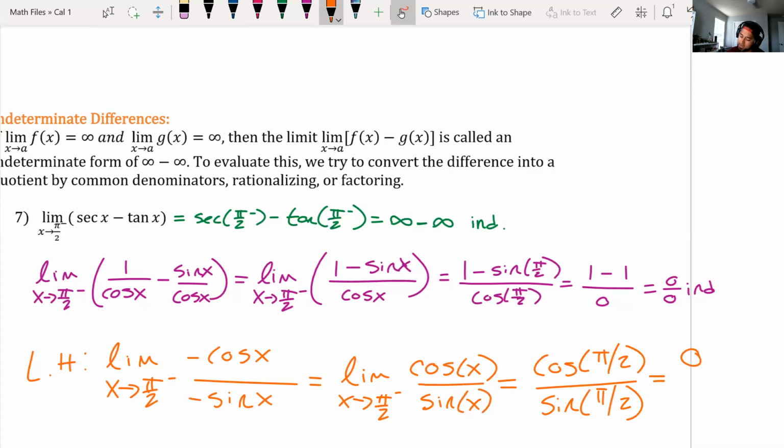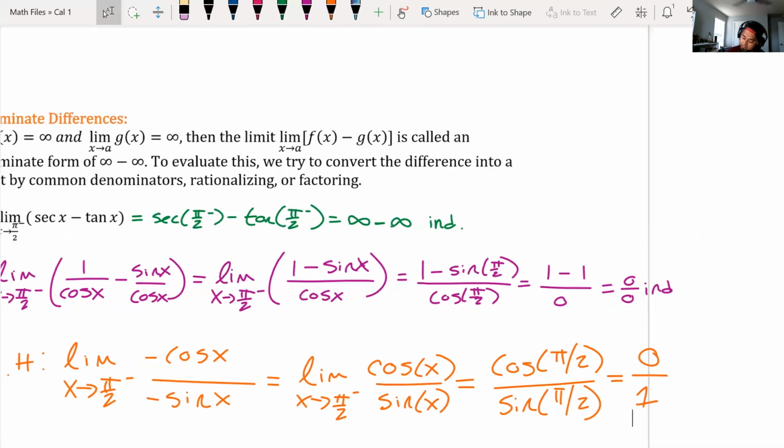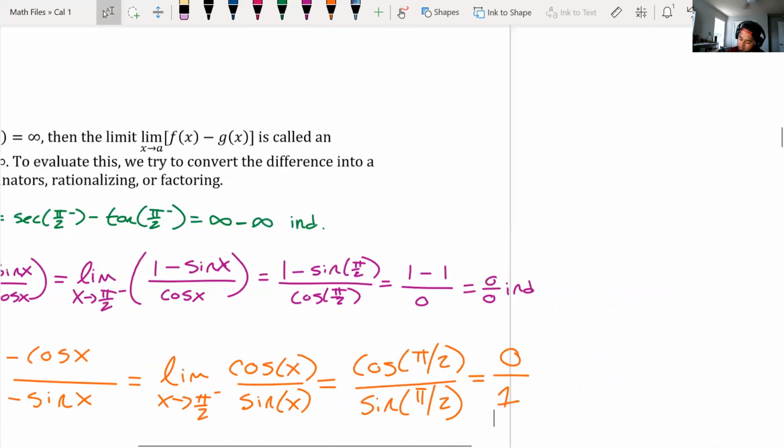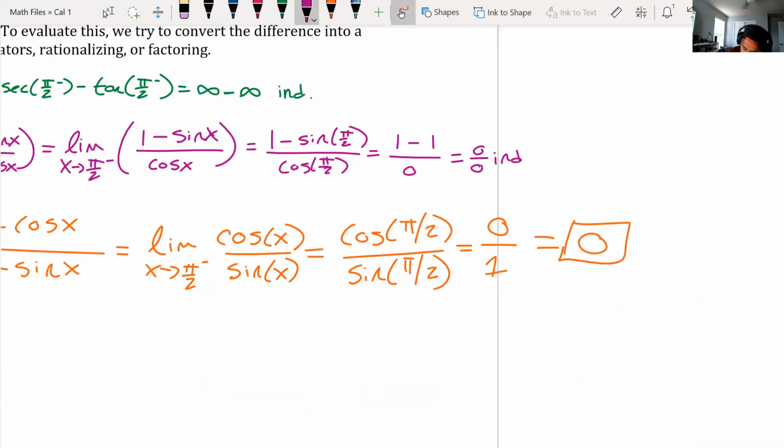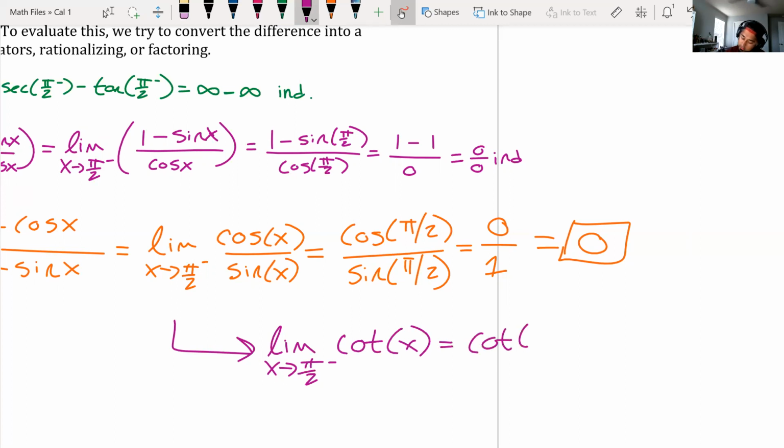What's sine at pi over 2? 1. So our answer is 0. Good. Okay. The other route, we can just say that this became the limit as x approached pi over 2 from the left of cotangent x, and cotangent at pi over 2 is also 0.